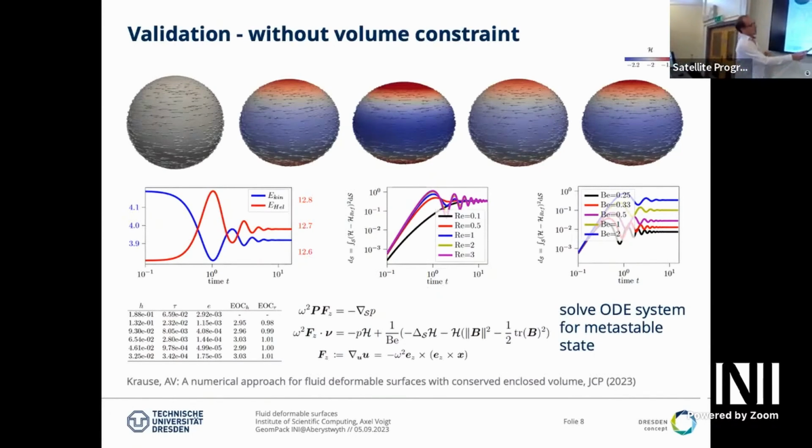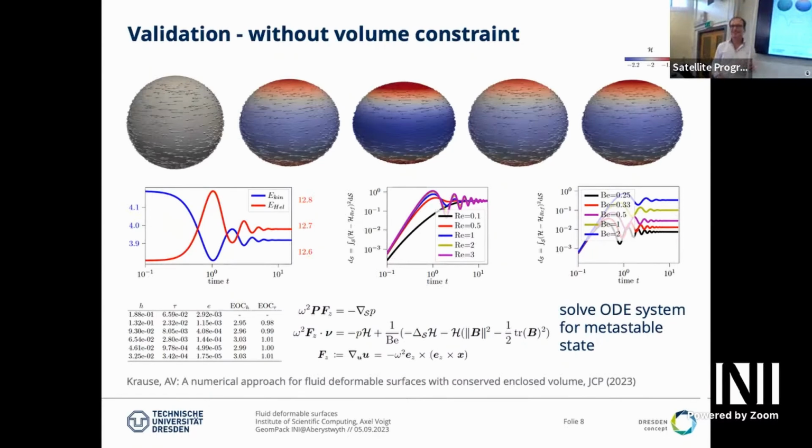It's independent of the Reynolds number. The dynamics depends on that, but not the final state. But it of course depends on the bending capillary number. So with larger bending numbers, it's more strongly deformed. Okay. Now we can come up with a semi-analytic description of this.